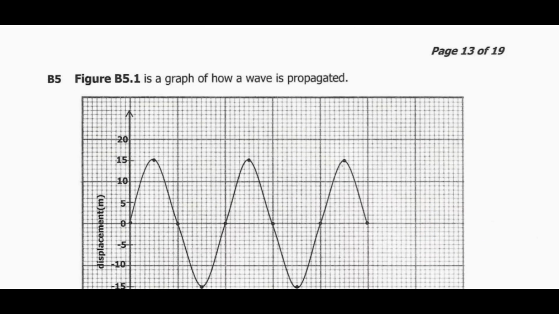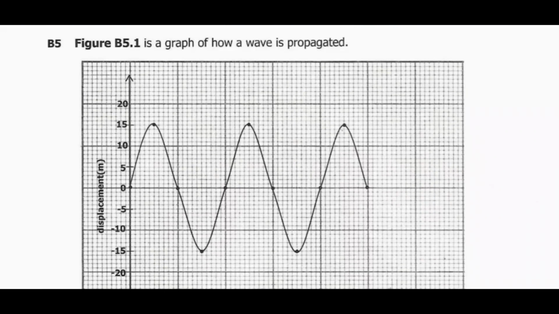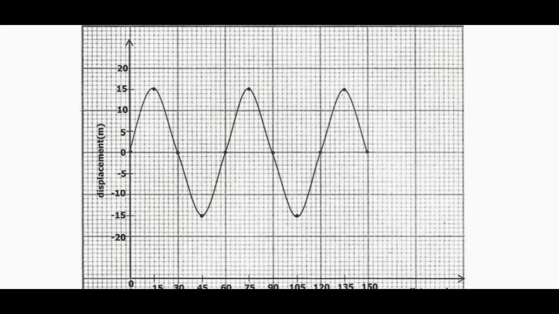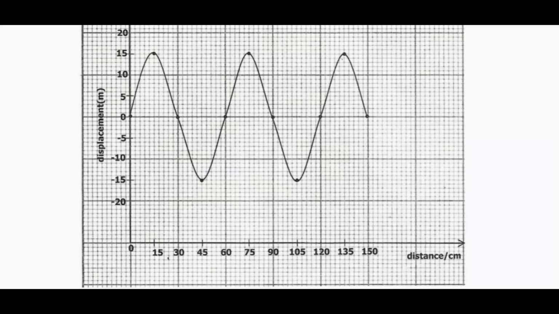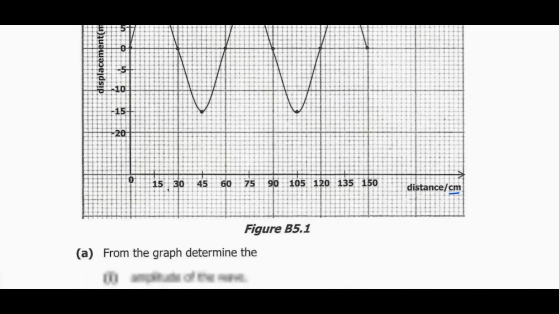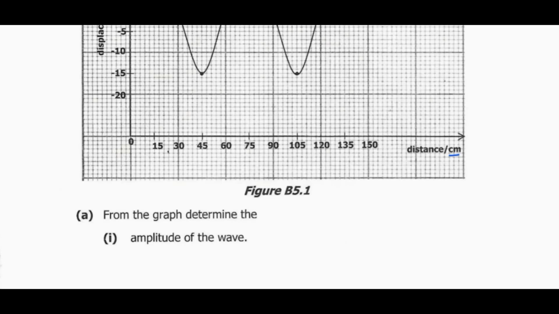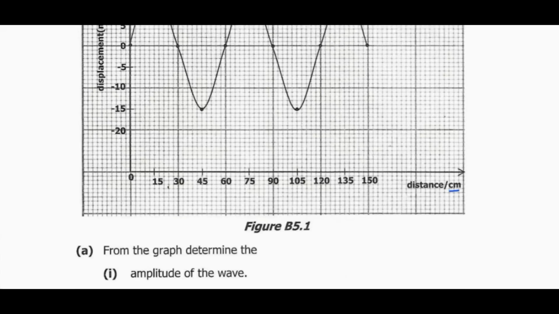So let's move on to question 5. Figure B 5.1 is a graph of how a wave is propagated. Okay, so this is a transverse wave. Then we have displacement in the y-axis, then we have distance in centimeters in the x-axis. So let's look at the graph. Determine the first one, the amplitude of the wave.